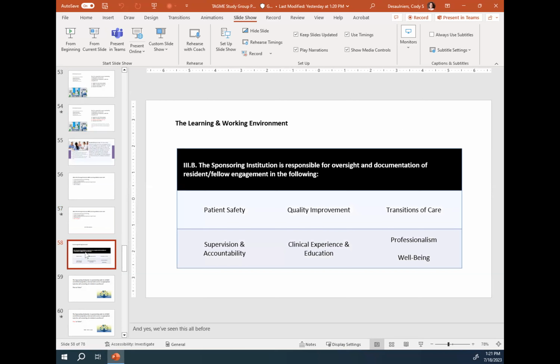All right, next is the learning and working environment. So the SI is responsible for oversight and documentation of resident and fellow engagement in the following: patient safety, quality improvement, transitions of care, supervision and accountability, clinical experience and education, professionalism and well-being.